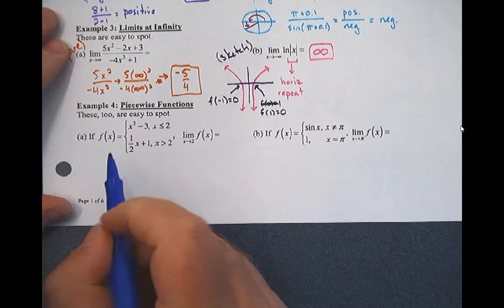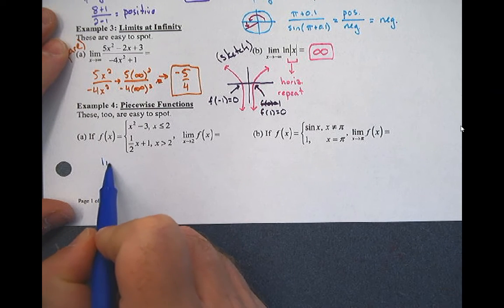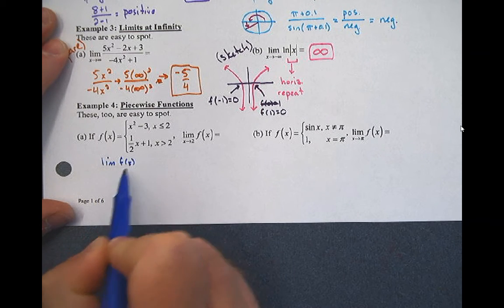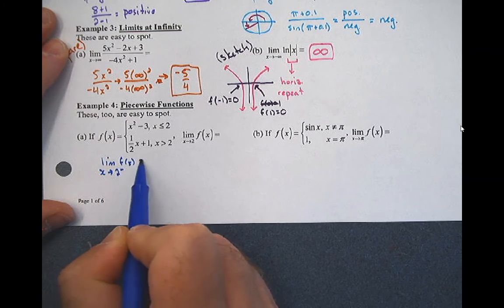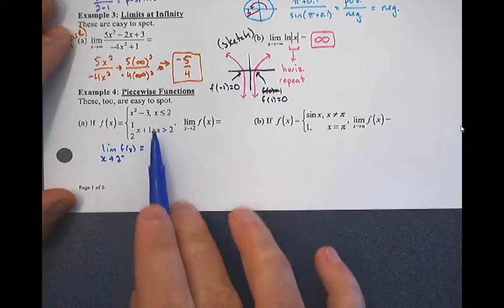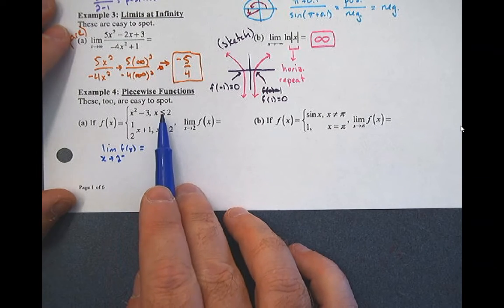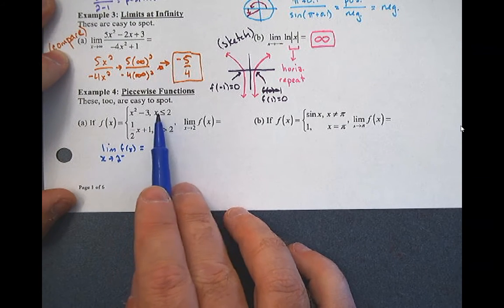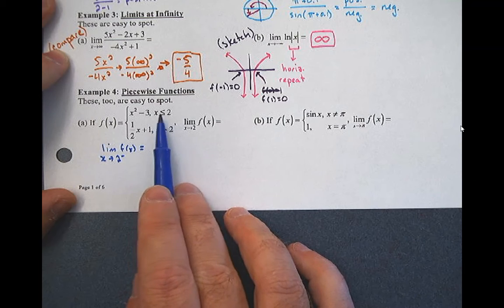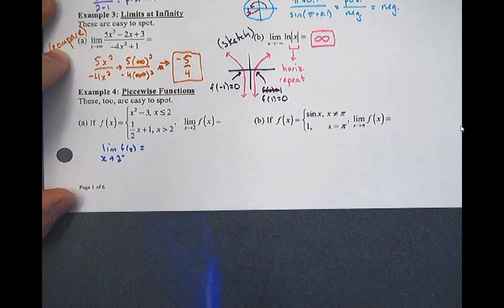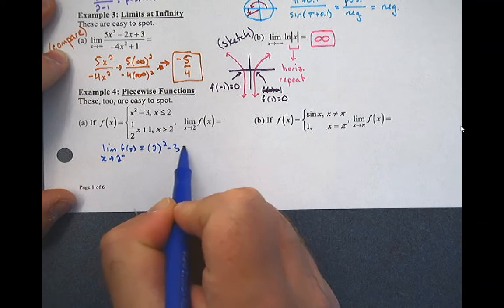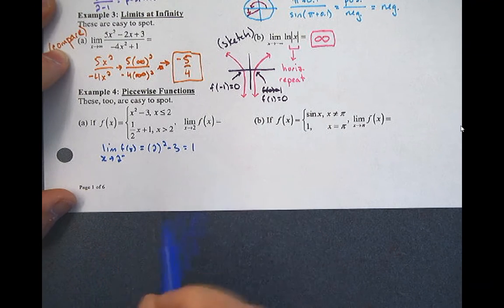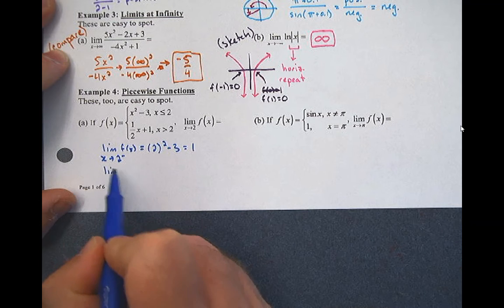So the limit of f of x as x approaches 2 from the left. Which one of these would I plug into? If I'm approaching 2 from the left side, I'm coming from a little bit before 2, so I'm plugging it into this one. I would have 2 squared minus 3, which is 1. Then I would look at the limit from the other side.